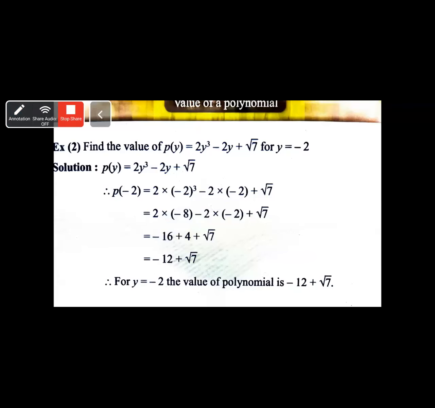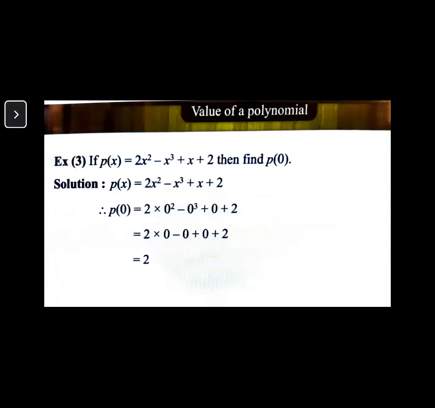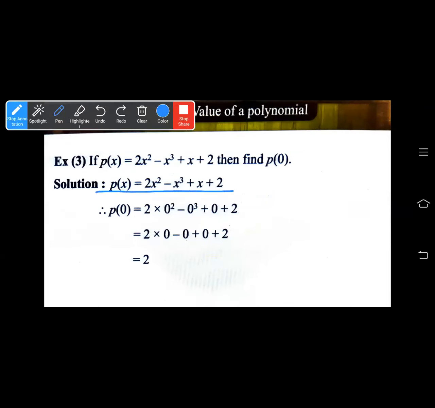What is the next question over here? Question number 3 on page number 47. If p of x is equal to 2x square minus x cube plus x plus 2, then find p of 0. So for the value of x as 0, we will get p of x is equal to, this way you have to write again. Then at the place of x you have to write 0. 2 into x square is 2 into 0 square minus x cube is 0 cube plus x is 0 plus 2, right, as it is.